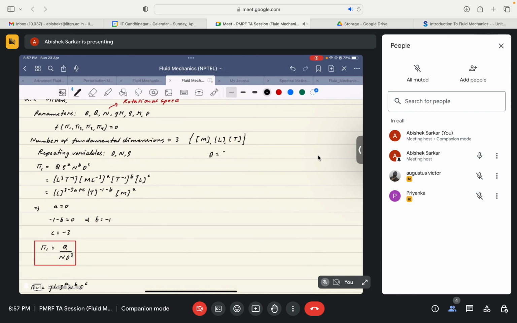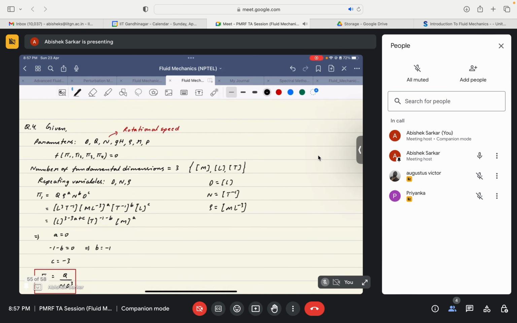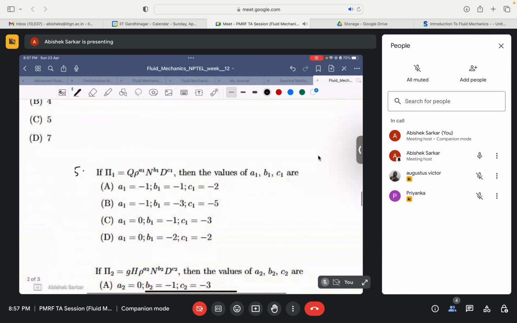D has a dimension of L, n has a dimension of t to the power minus 1, and rho would have a dimension of mass per unit volume, so ML to the power minus 3. Okay, so say pi 1. In the question itself, they have given that pi 1 needs to be evaluated by Q rho^a1 n^b1 D^c1.